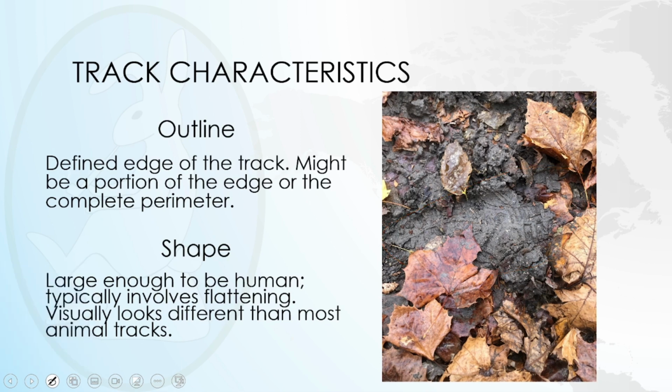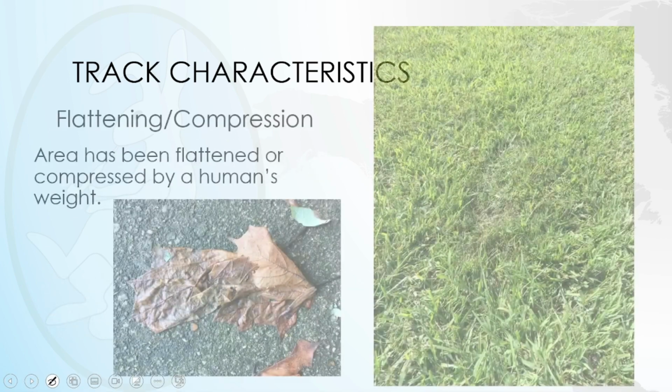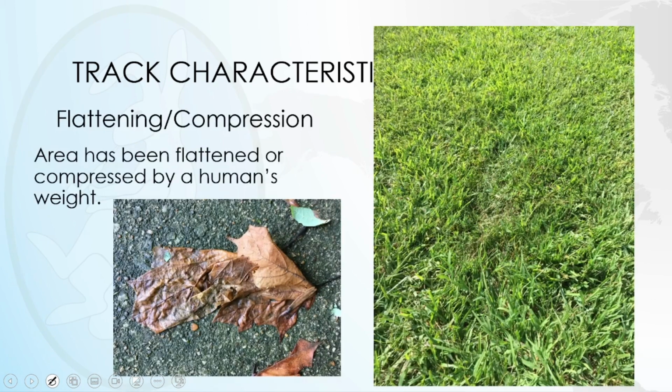We want to look at the shape too. We want something that's large enough to be human, has some level of flattening inside of it. That's how we distinguish that from animal activity. It's going to look a lot different. We're going to look for that flattening and that compression. We're going to look for those areas that have been compressed by a human's weight.